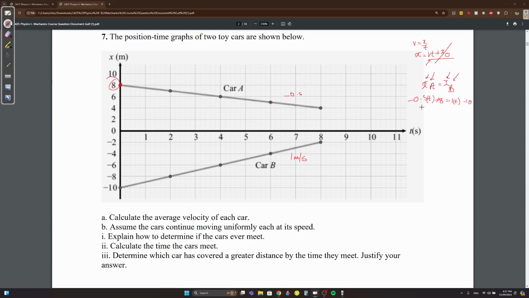Now this is a simple mathematical equation. You get minus 0.5 t plus 8 equals t minus 10. Solve this, you get t equals 12 seconds. So you say they meet at 12 seconds.